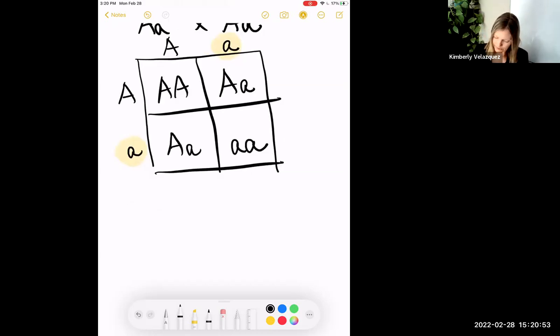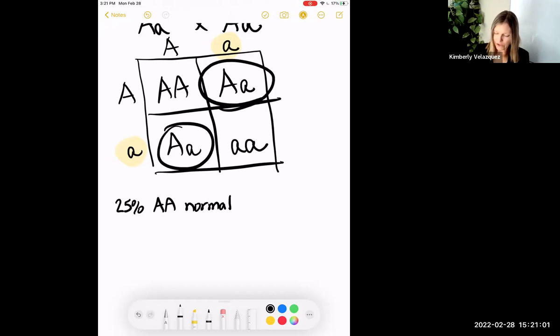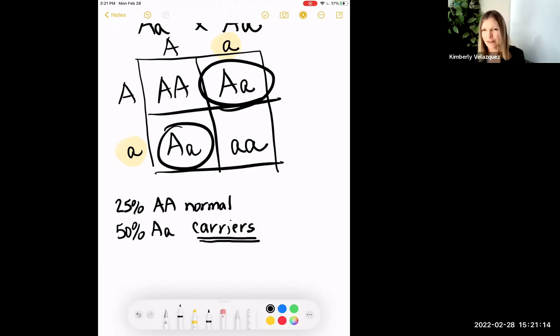So looking at the percentages here, 25% are big A, big A, which is normal. 50%, remember each square represents 25%, so those two together are going to be 50% what we call carriers. And it's important to differentiate between the carriers because the normal individuals don't even have the bad gene in their DNA, but the carriers do. So even though they have normal skin pigment, we call them carriers because it's a genetic disorder and they are heterozygous, which means they could pass that on to their offspring. And here we go.